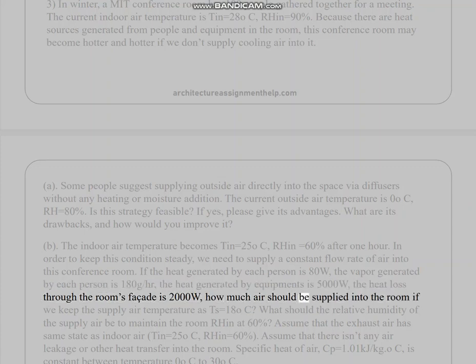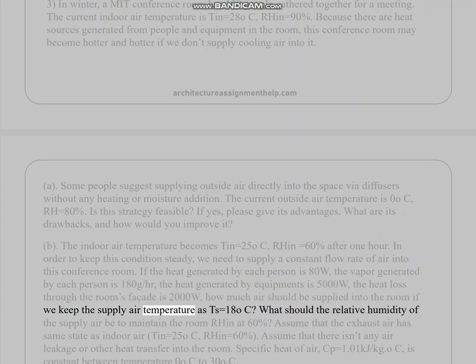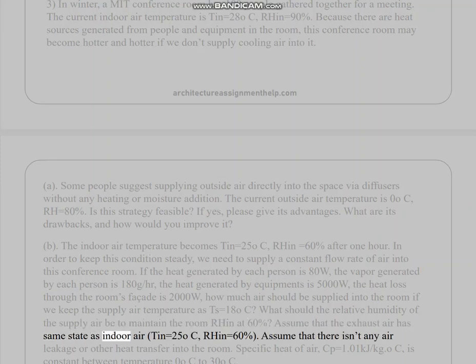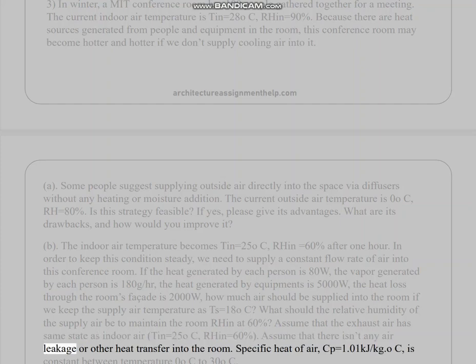How much air should be supplied into the room if we keep the supply air temperature as Ts equals 18 C? What should the relative humidity of the supply air be to maintain the room RIN at 60%? Assume that the exhaust air has the same state as indoor air, TIN equals 25 C, RIN equals 60%. Assume that there isn't any air leakage or other heat transfer into the room. Specific heat of air, Cp equals 1.01 kJ/kg·°C, is constant between temperature 0 C to 30 C.